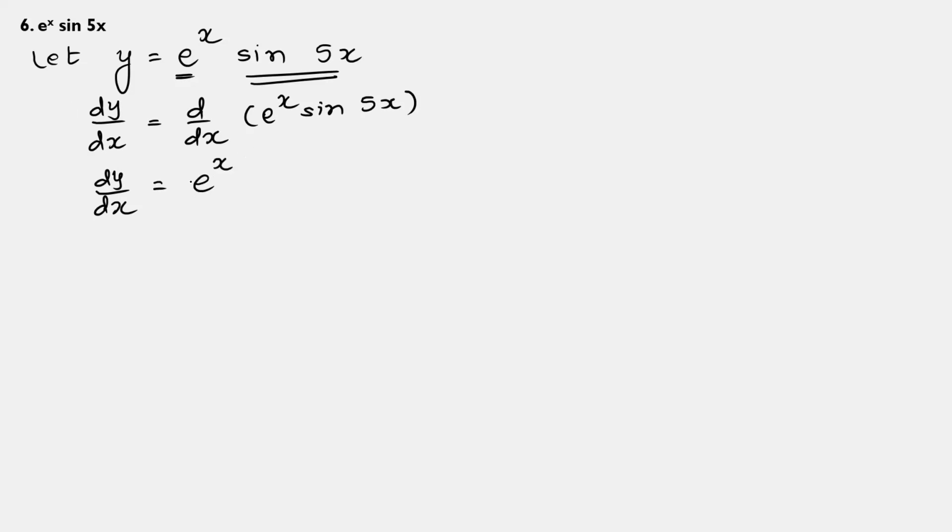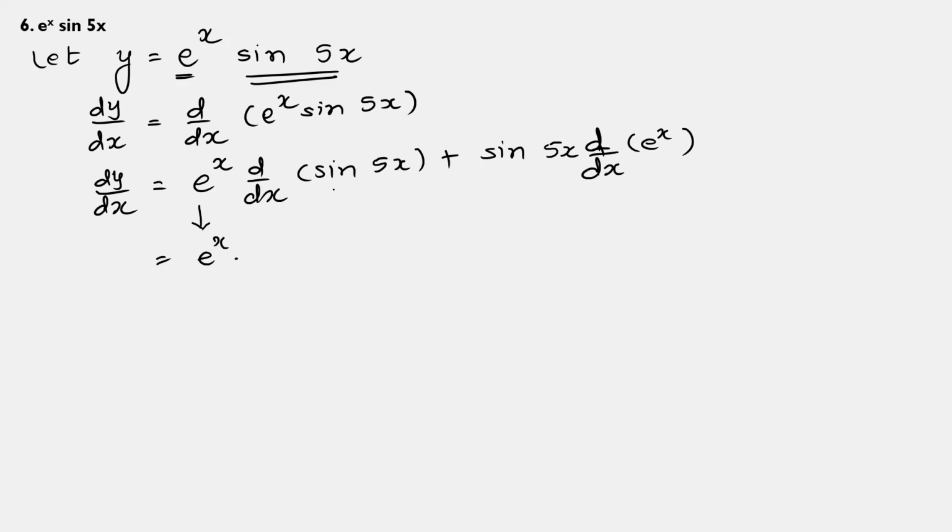First quantity, e to the power x as it is, d by dx of sine 5x, plus sine 5x as it is, into d by dx of e to the power x. I can see e to the power x as it is, into sine 5x cos 5x. I cannot change the angle. The angle is as it is, sine 5x cos 5x.